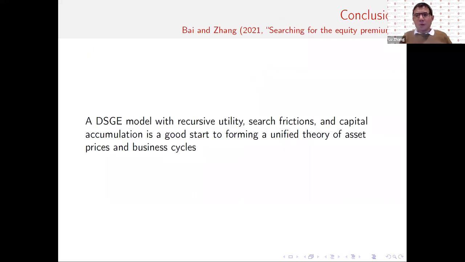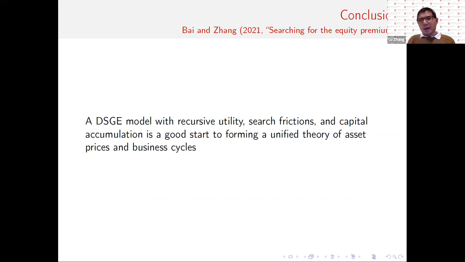All right, so let me conclude. In this paper, searching for the equity premium, after 10 years of effort, I think we have figured out the essential ingredients to put together to form a unified theory of asset prices and business cycles: recursive utility, search frictions, and capital accumulation. So now the model is successful, we believe, in many essential dimensions, but the model is by no means perfect at all. There are various issues that I've tried to acknowledge.